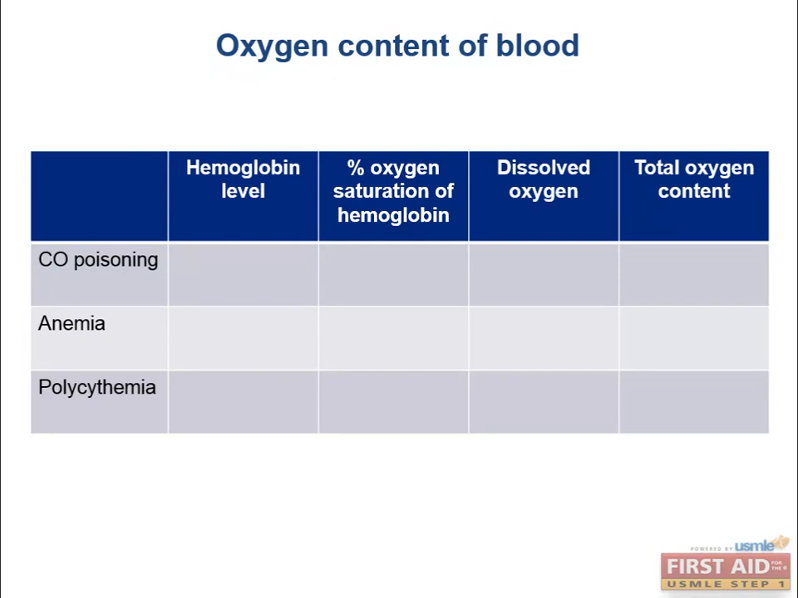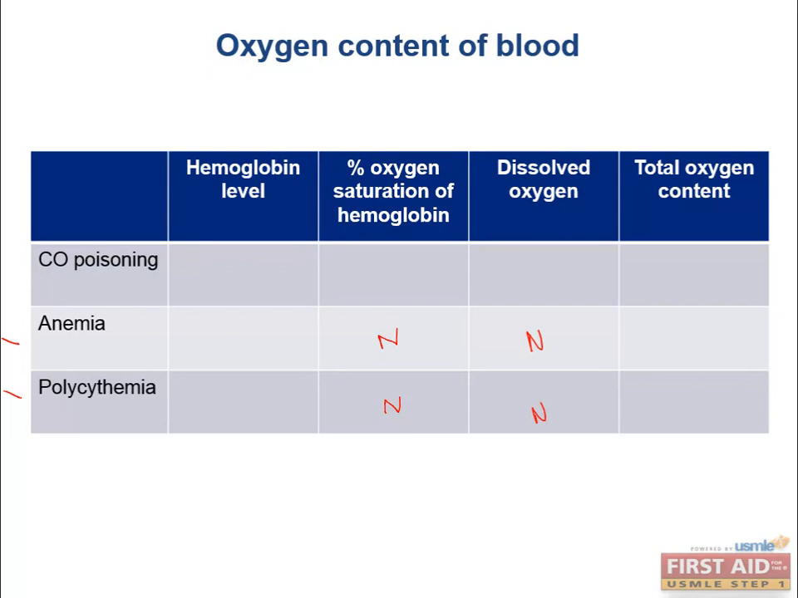Let's look at anemia and polycythemia first. Is the hemoglobin itself affected? No, so the oxygen per gram of hemoglobin will be normal. What about the dissolved oxygen? This is also normal, since nothing in the serum has changed either. Now, in a single unit of blood, what happens to the hemoglobin level?